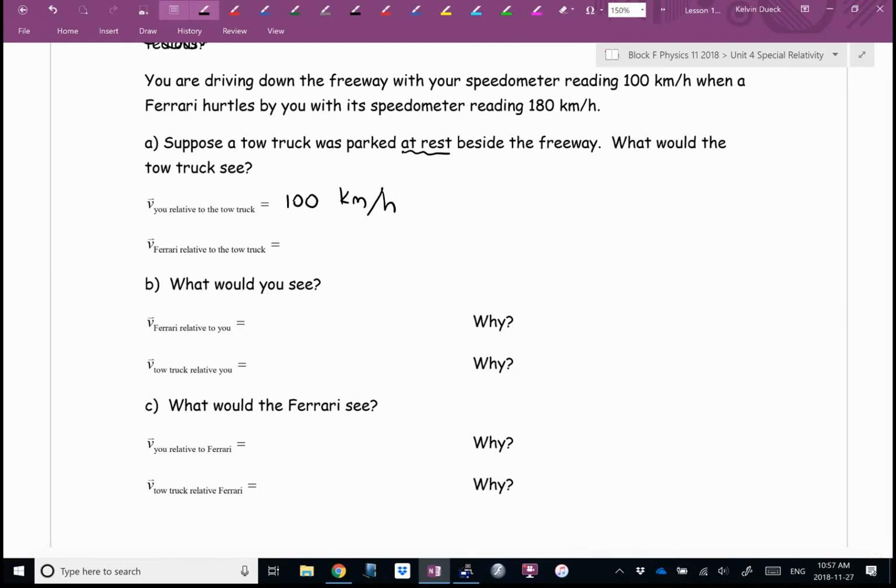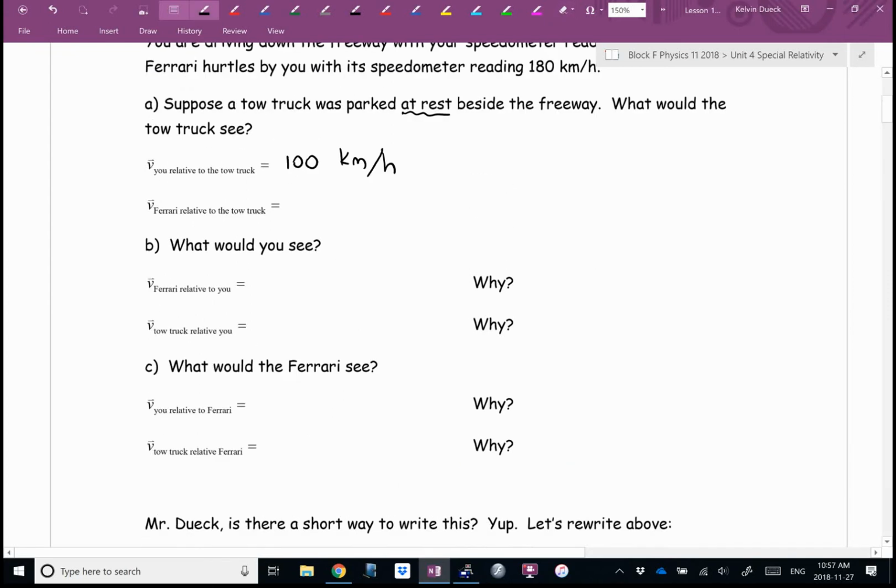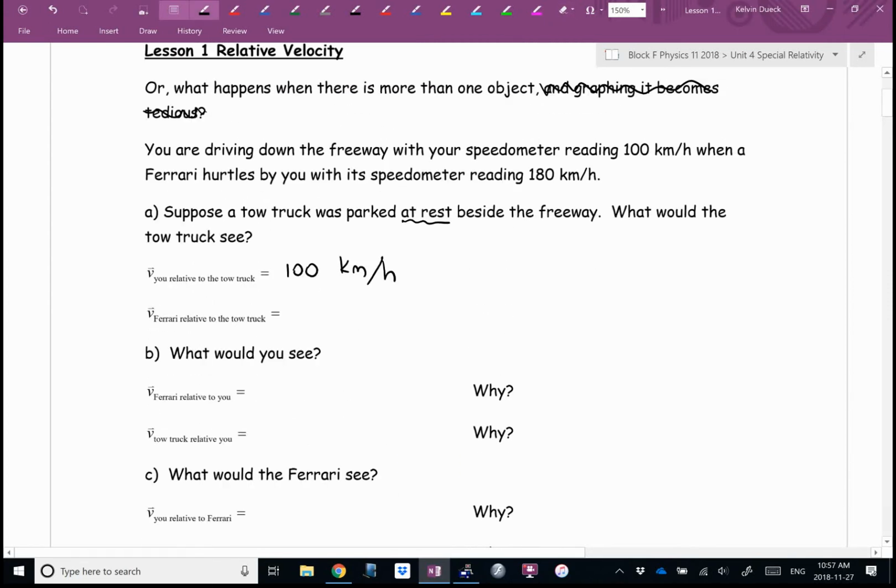You can see that I wrote here V you relative to the tow truck, V Ferrari relative to the tow truck, V Ferrari relative to you, V tow truck relative to you. I wonder if there's a way that we can abbreviate that. We can. So at the very bottom of the page here, I wrote, Mr. Dueck, is there a short way to write this? You can write your 100 kilometers per hour, and if you wrote that, that's fine. But just to get you used to the notation, I would write it like this.